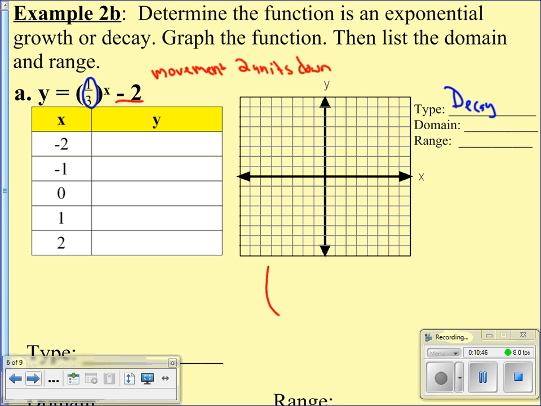and I can see that this is an exponential decay. My graph is going to go like this, going down from left to right. And I'm going to fill in my table now by going second graph to pull up the table. I go to -2, and -2 has a value of 7 for the y. -1 has a value of 1. 0 has a value of -1. 1 has a value of -1.667. And 2 has a value of -1.889.